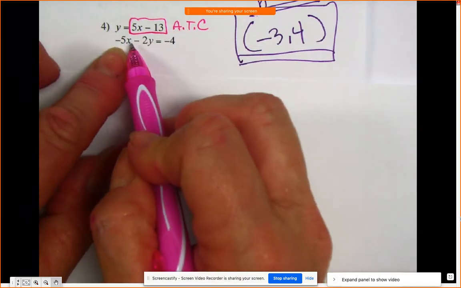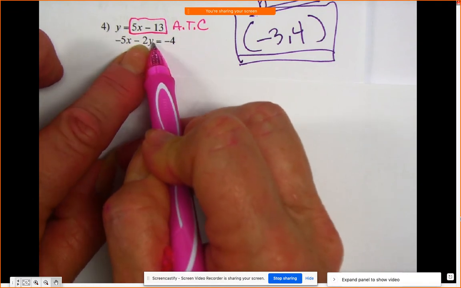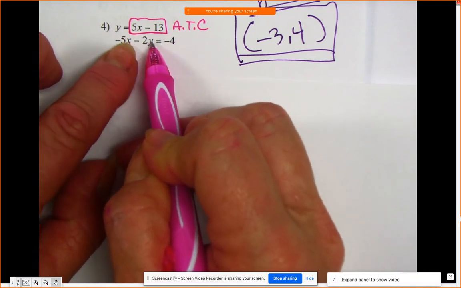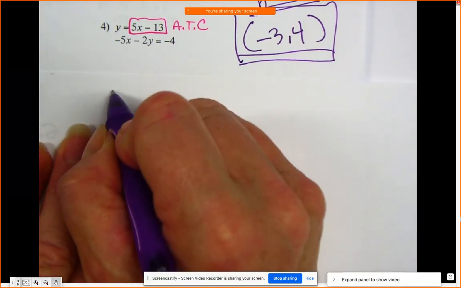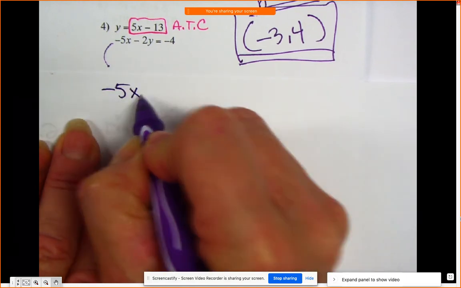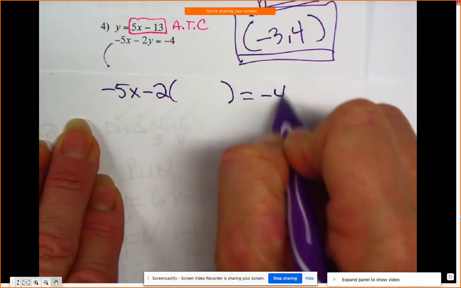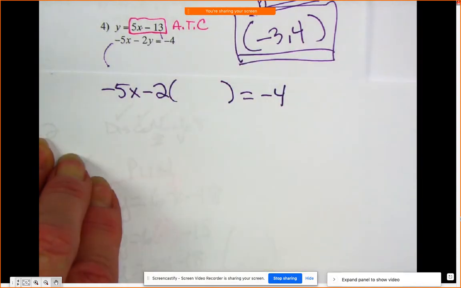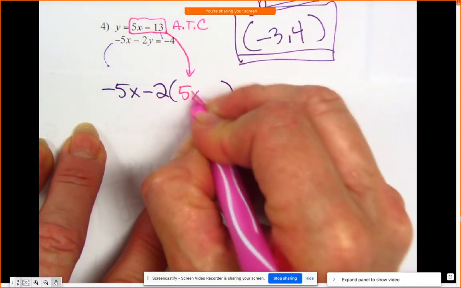So in the second equation, I can substitute in this part for that y right there. The 2 is still there. That says 2 times y, so I need to make sure when I write it, I put it in parentheses. So I'm going to rewrite the second equation here, and I'm going to have negative 5x minus 2, but instead of y, I'm going to substitute in all of this stuff. I'm literally going to plug in 5x minus 13.